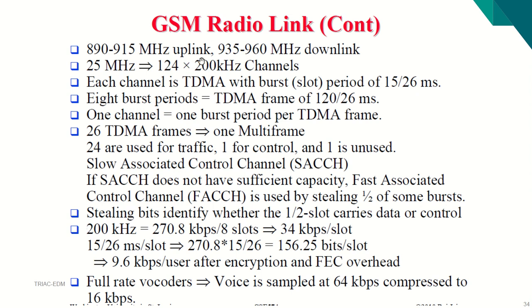Then we mentioned that each channel has 200k hertz. So 200k hertz equals 270.8 kbps per slot, which means that it has 34 kbps per slot. So after some calculations, we have 2.6 kbps per user after encryption and FEC overhead. FEC meaning forward error correction.